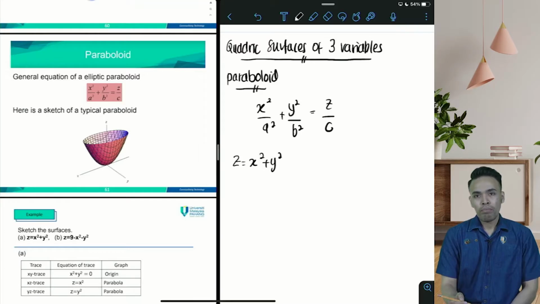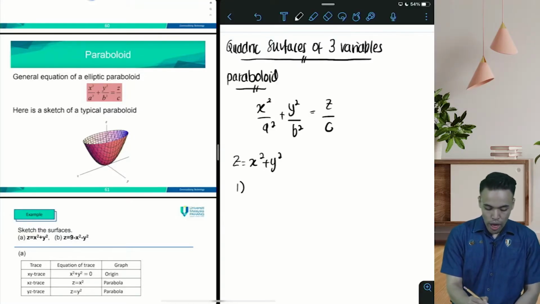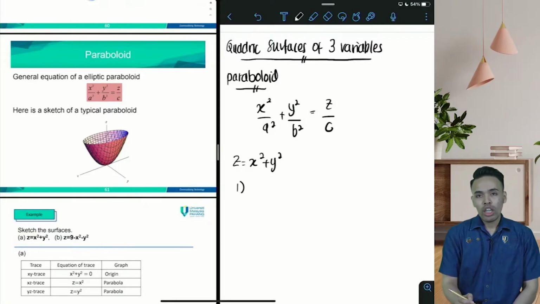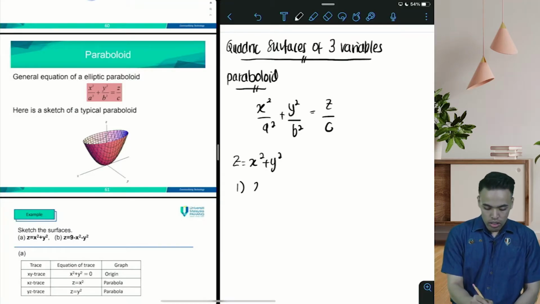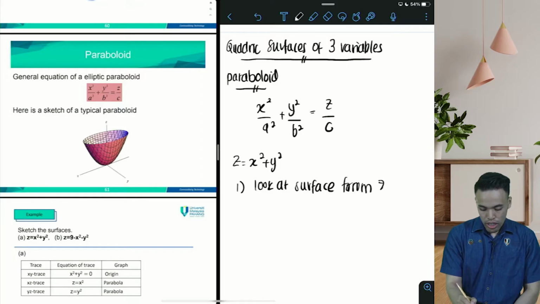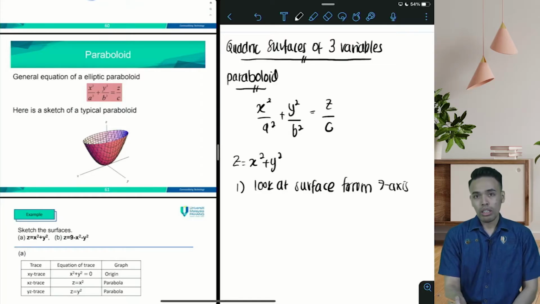So basically, there are several steps involved when you try to sketch a paraboloid. The first one, you have to make sure you know how the surface looks when you look at it from the z-axis, or a plane view.